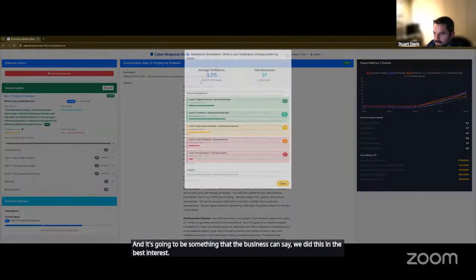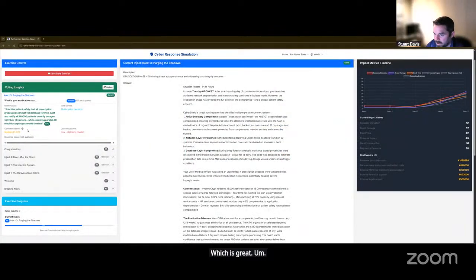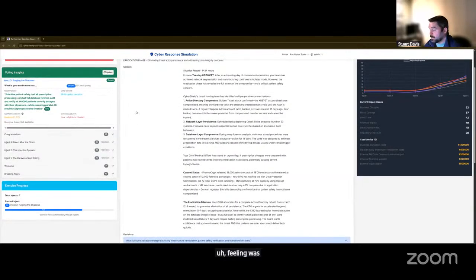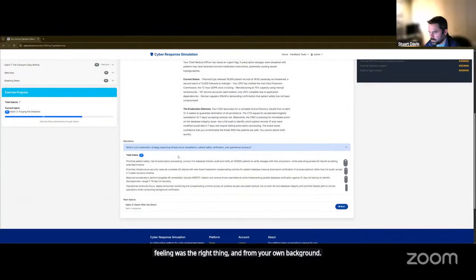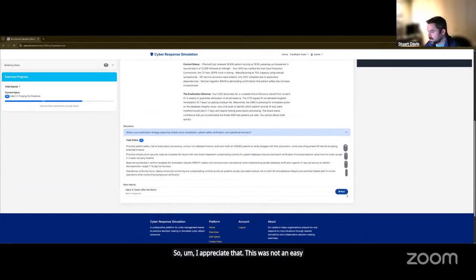We can see that the confidence level was pretty much maintained there, which is great. You folks are pretty confident, and you've been consistent in what you felt was the right thing, from your own backgrounds. So I appreciate that. This was not an easy one, but good consensus. I like that.